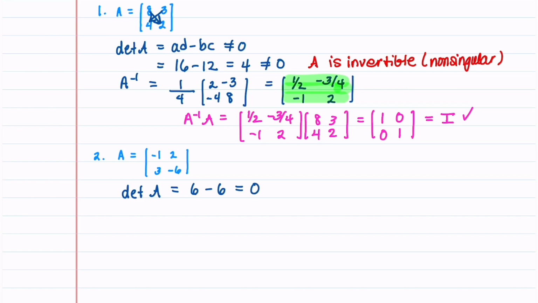Because the determinant of A is equal to 0, A is not going to have an inverse. So we'll say that A is not invertible, and A is called singular.